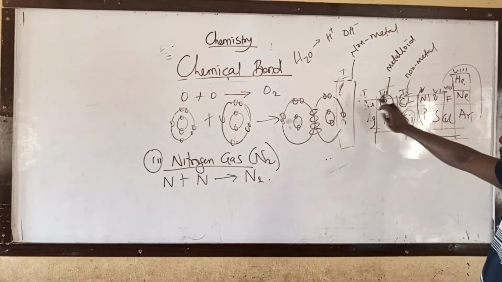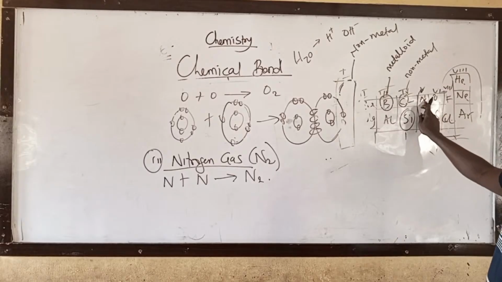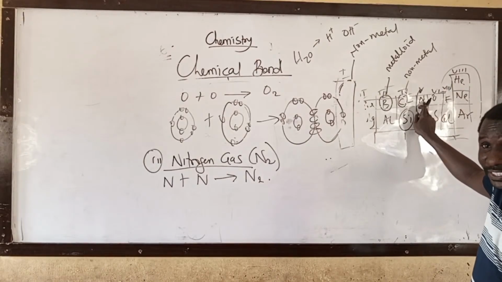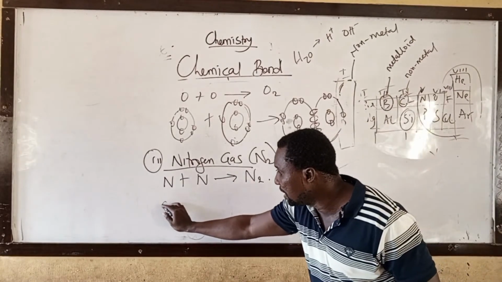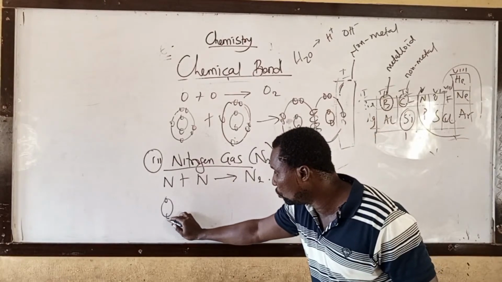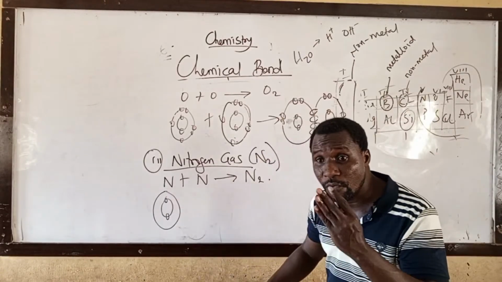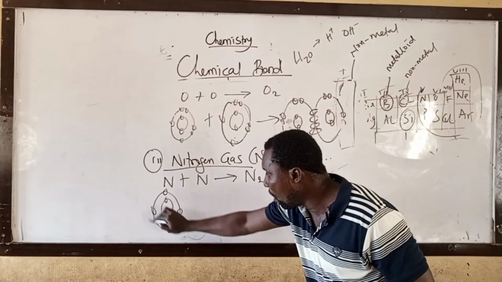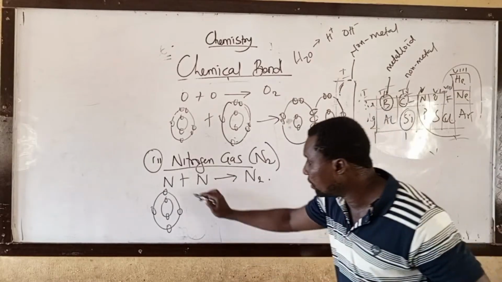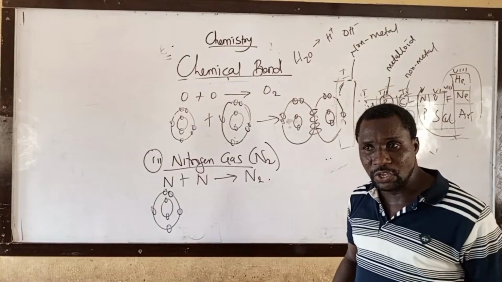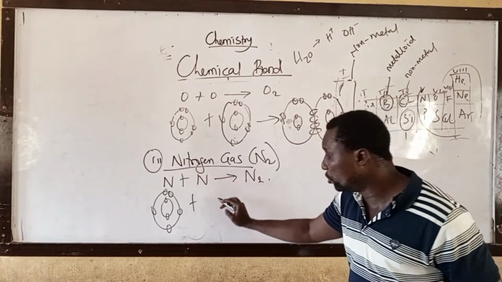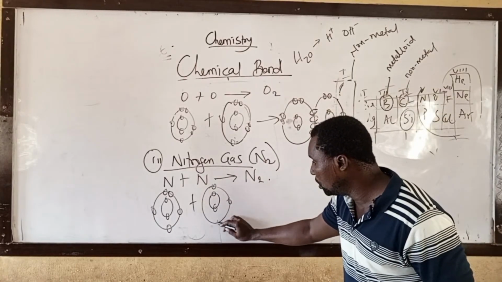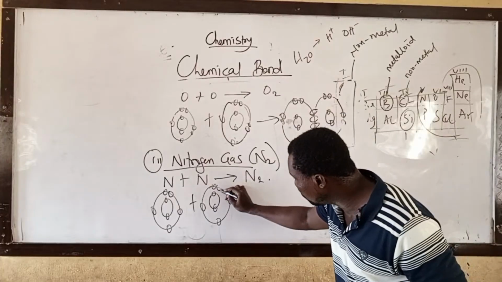1, 2, 3, 4, 5, 6, 7. Nitrogen's atomic number is 7, so its electron number is also 7. If I draw it, the inner electrons are 1, 2. Then remaining how many electrons? Five. 1, 2, 3, 4. Remains how many? One. Do you understand? Plus another nitrogen. Inner electrons, 2. Remaining 5. 1, 2, 3, 4. The remaining one.